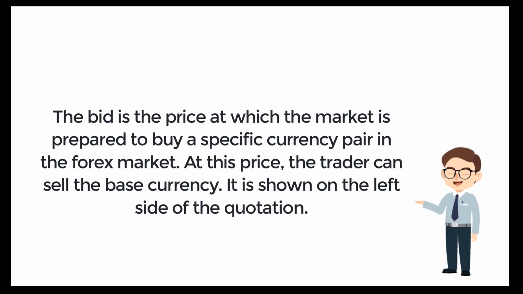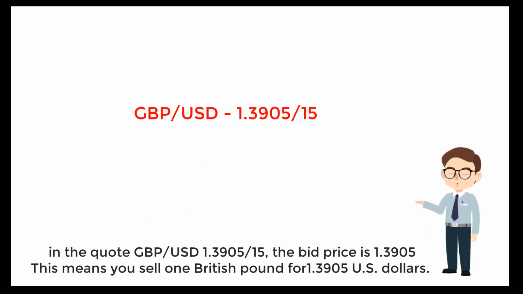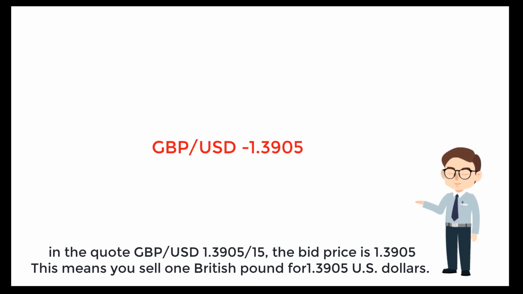Bid price. The bid is the price at which the market is prepared to buy a specific currency pair in the Forex market. At this price, the trader can sell the base currency. It is shown on the left side of the quotation. For example, in the quote GBP/USD 1.3905/15, the bid price is 1.3905. This means you sell 1 British pound for 1.3905 US dollars.